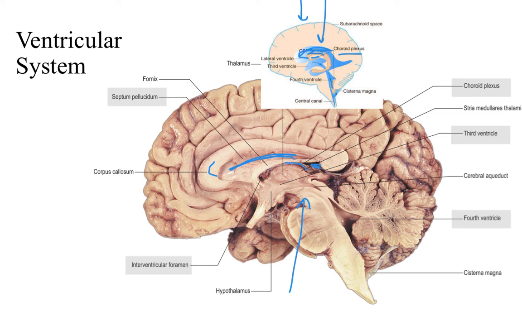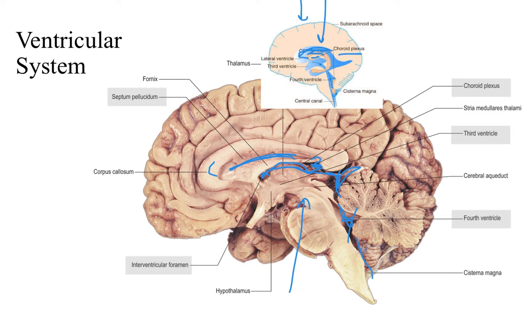All right, and you can actually see some of the choroid plexus right here. All right, so the third ventricle would be right here. And then fluid is going to flow down here into the fourth ventricle. And then down into the spinal cord.